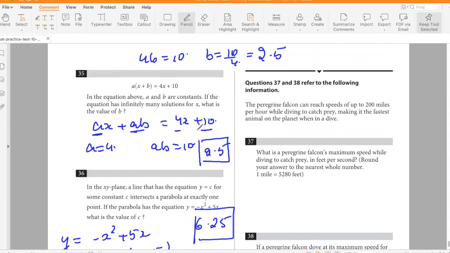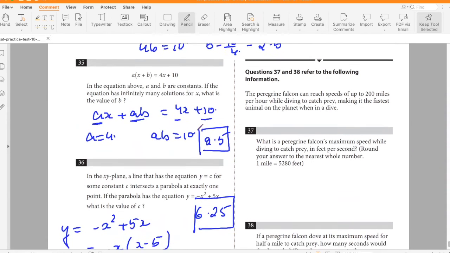The Peregrine Falcon can reach speeds of up to 200 miles per hour while diving to catch prey, making it the fastest animal on the planet when in a dive. What is a peregrine falcon's maximum speed while diving to catch prey in feet per second?